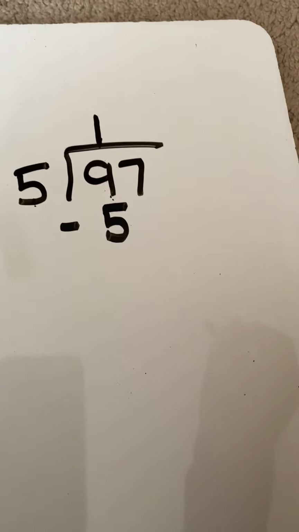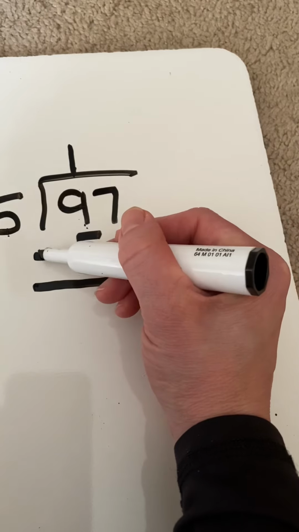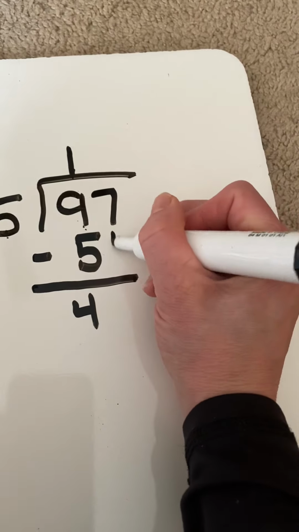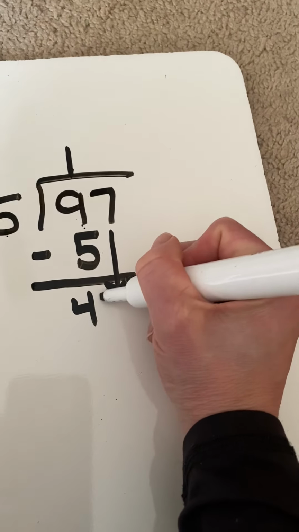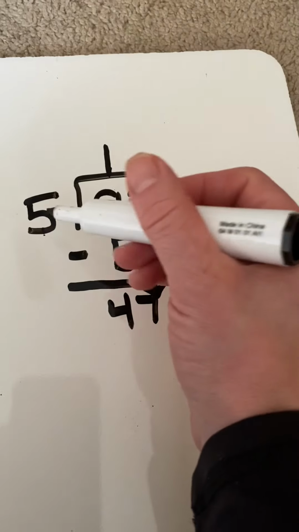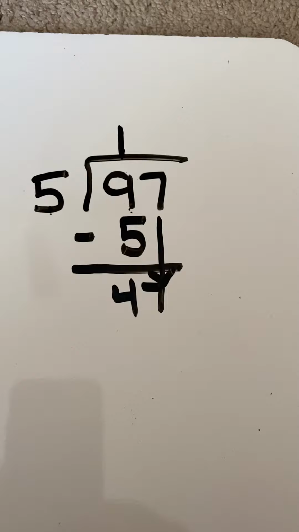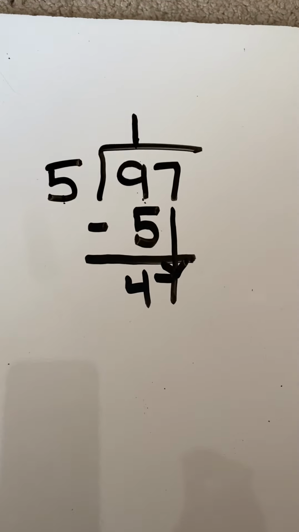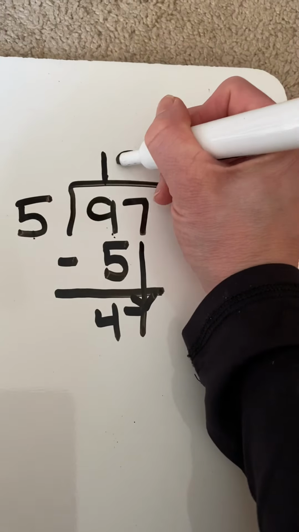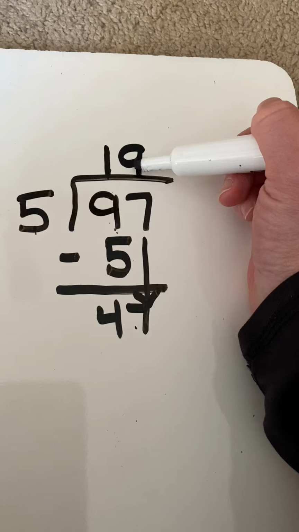Remember, we said if you go up the house, you're going to go down the house. I hope you remember that. We're going to subtract after that. 9 minus 5 is 4. Bring down the 7. And we're going to repeat this all over again. 47 divided by 5. I think to myself, how many groups of 5 are in 47? And since I know my facts well, I know that's going to be 9. 47 divided by 5 is 9.